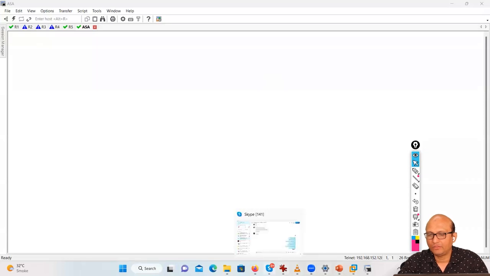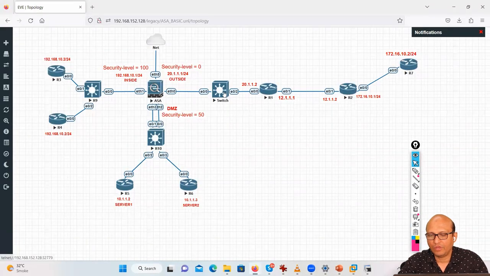Why have you placed a switch and router on the outside interface? This switch, so in future I can do redundancy, I can do failover, HSRP, VRRP, GLBP. I can have a direct connection also, not a big deal. Okay, but I did this with some purpose.